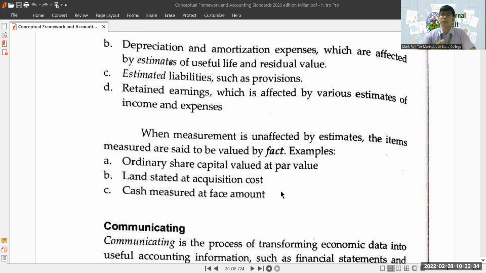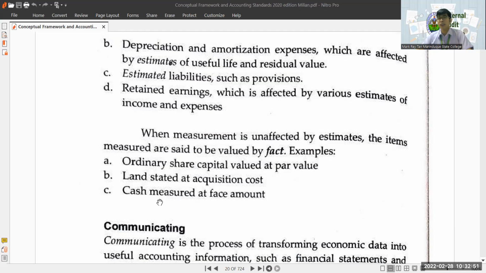When you buy land, there's an amount for that, right? It's stated in the deed of sale. So that amount is not an estimate. That's fact. That's really the fair value of that land.